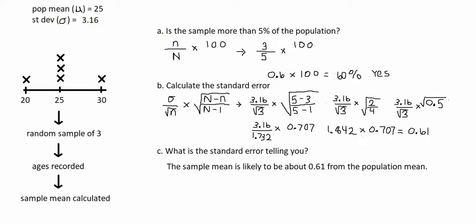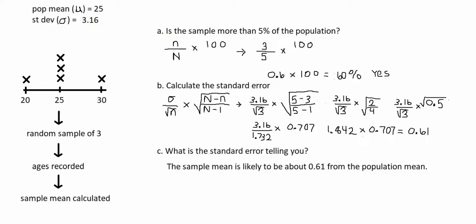The 4 situations are standard error for a mean when the sample is and isn't more than 5% of the population, and also standard error for proportion when the sample is and isn't more than 5% of the population. Those are the 4 situations. So let's start with this as our first example.